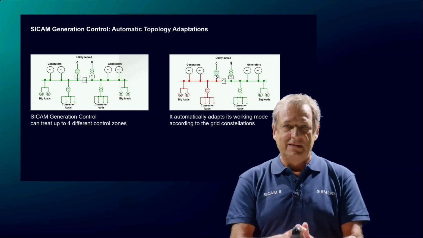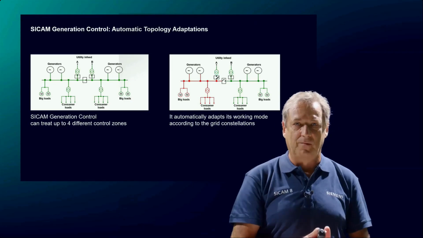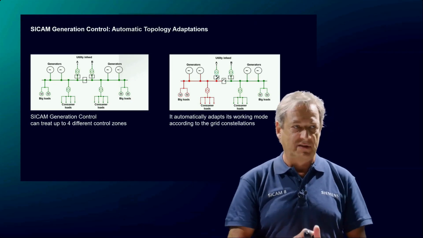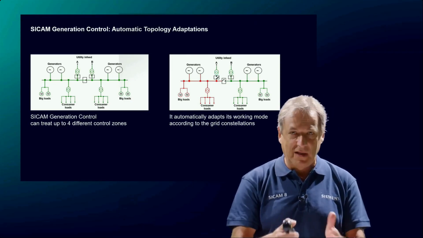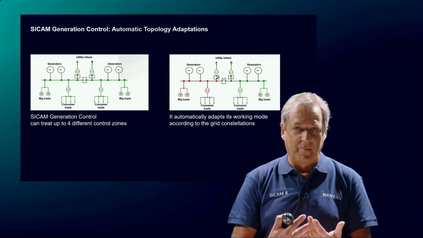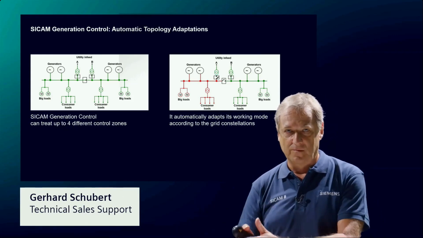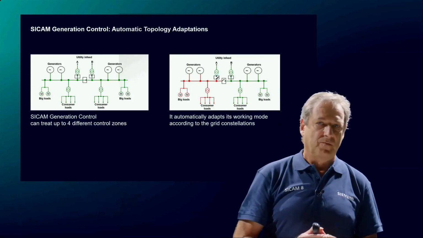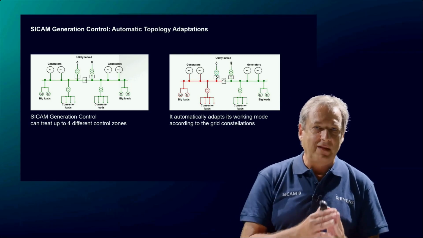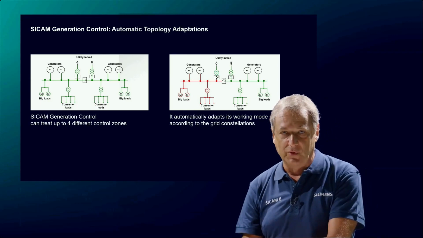Means that in case the controller receives from the IEDs the information that a part of the power grid is separated, automatically the SICAM generation control treats this part of the power grid completely independent from other control zones. In addition, the function also automatically switches between island mode and grid-connected mode.